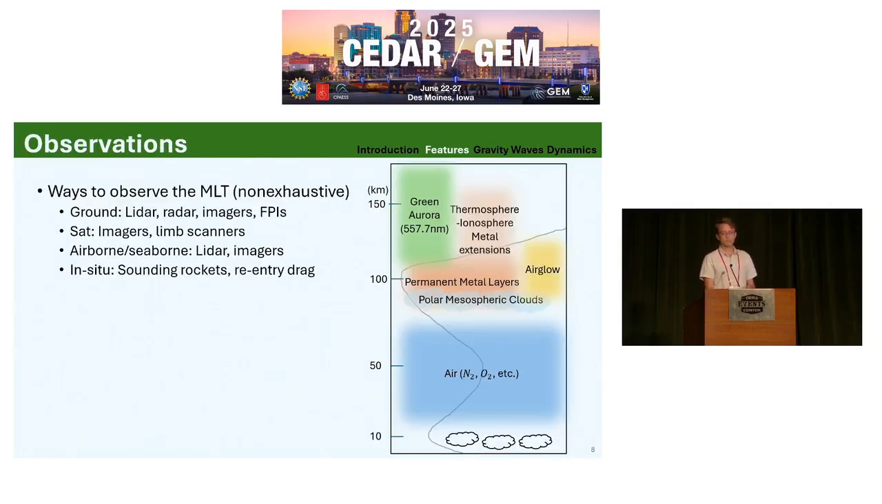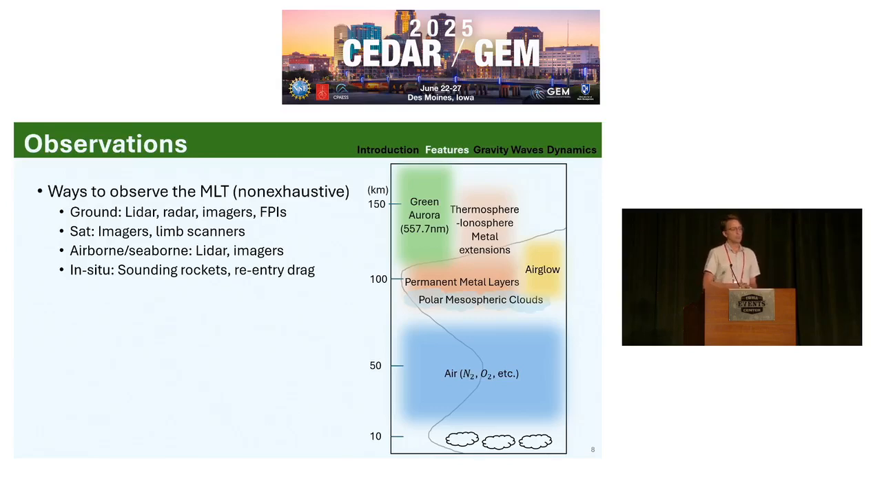So there's quite a few different ways that you can observe the MLT. From the ground, you can use LiDAR, radar, imagers, FPIs. Satellites can use a lot of the instruments as well, in addition to limb scanning procedures. All of these ground-based things can also be mounted on airplanes or seaborne instruments. And you can also use in situ methods like sounding rockets, and reentry drag is also a way you can observe different parameters of this region of the atmosphere.